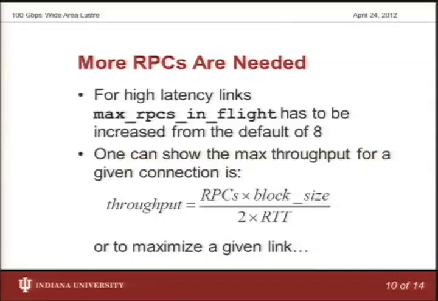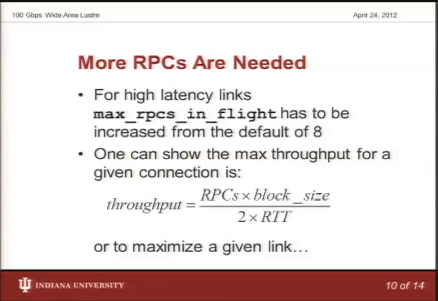So what did we discover? Well, if you do WAN file systems for a little bit, you'll quickly realize that you always need more RPCs than the default. Because when you're talking about latencies of tens to 100 milliseconds, you have to have more RPCs in flight than the default of 8. So the first thing we did was obviously to increase that default setting.